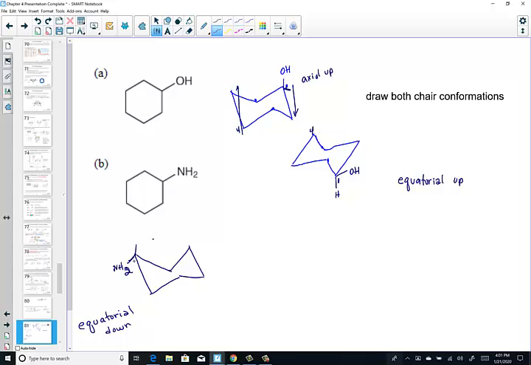Do a ring flip. So this carbon 1 gets pushed down, carbon 4 gets pushed up. And all that means is just start with your lines tilted the other direction. Connect my dots. Carbon 1 now is down here. The equatorial becomes an axial, and the amine group becomes an axial, still pointing down. Oh, I can't stress enough how fun it is to draw cyclohexanes.